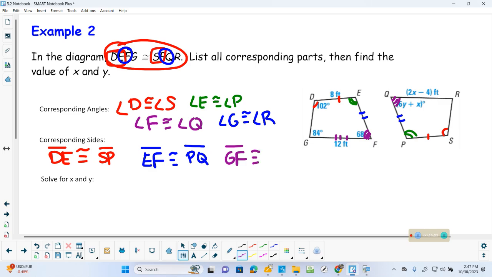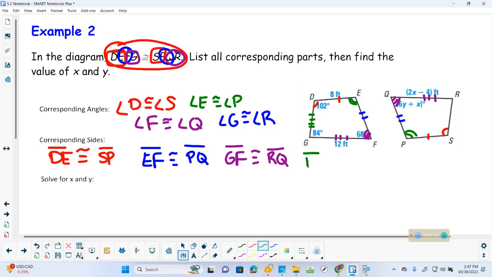So to match it up, I'm like, oh gosh, GF are the back two letters, so I need the back two letters on the right figure, RQ. Let me find RQ. And then of course the four sides are corresponding. Now you're welcome to put 4 marks on it. I think I can fit the 4 marks on this one, okay?